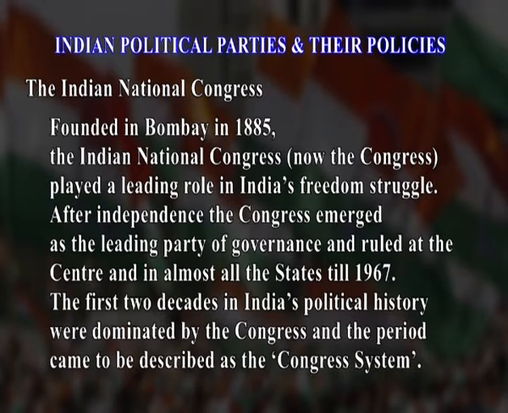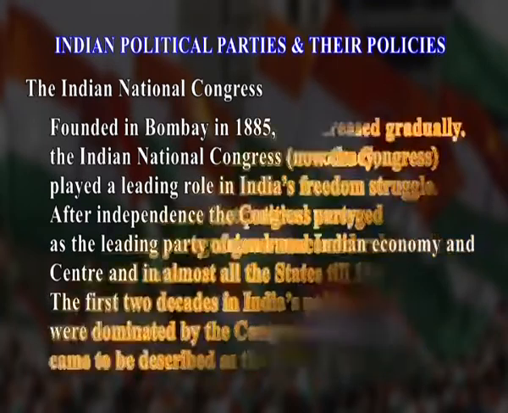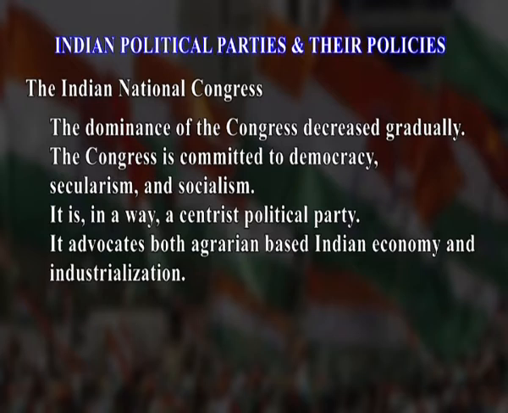The first 2 decades in India's political history were dominated by the Congress, and the period came to be described as the Congress system. The dominance of the Congress decreased gradually. The Congress is committed to democracy, secularism and socialism. It is in a way a centrist political party. It advocates both an agrarian based Indian economy and industrialization.